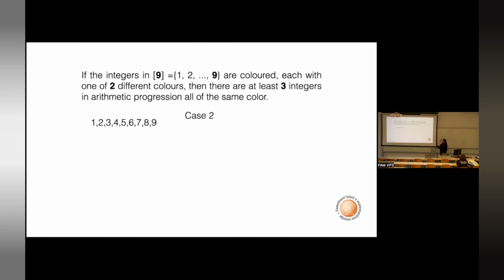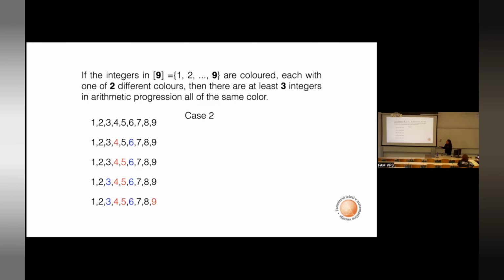What happens if I color 4 and 6 different? So 4 and 6, it doesn't matter which color. Again, 5 has to be colored with one of them. It doesn't matter if it's red or blue, the logic is the same. So let's color it red. And again, we know what happens with the 3. We need to color it blue, because otherwise we will have 3 of them in arithmetic progression.